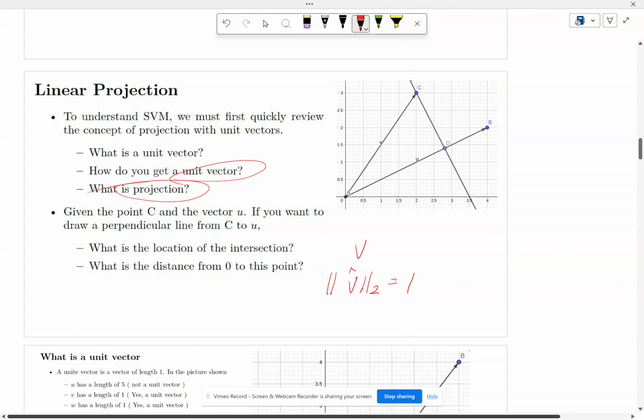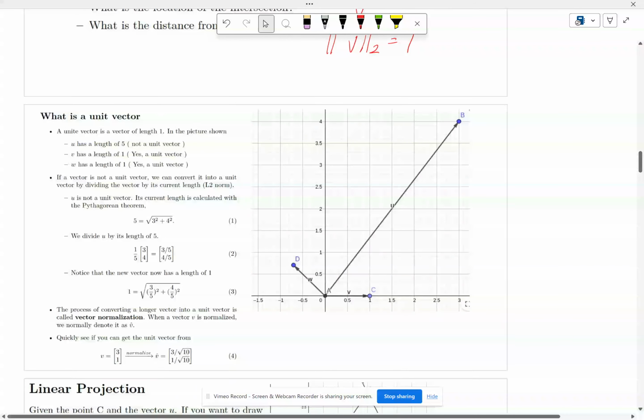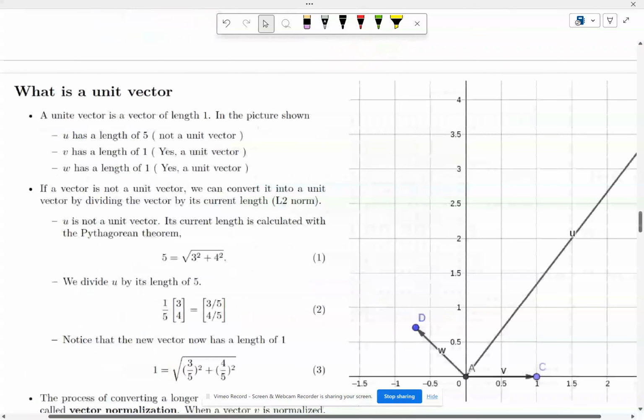You also need to know projection. Given a point C and a vector U, if you want to draw a perpendicular line, how do you know the location of the intersection? These are the questions that you need to make sure you have clear in your head before we even talk about support vector machine. So I'll do a quick refresher. Hopefully you knew this already. If you don't, you want to pay attention.